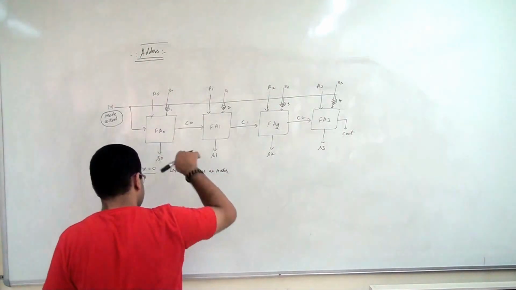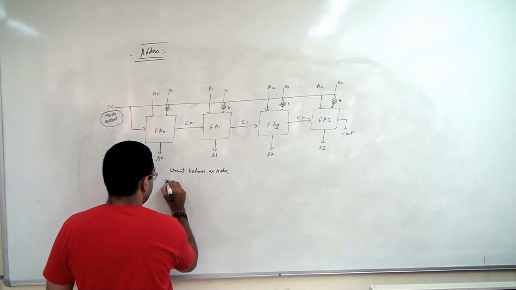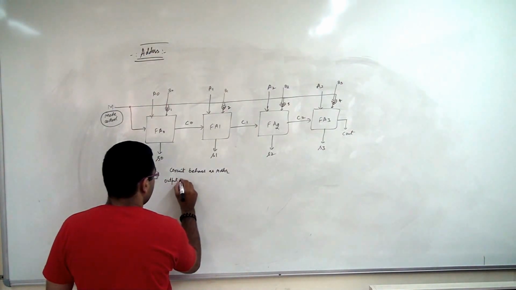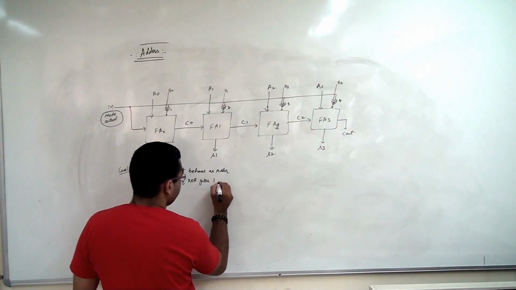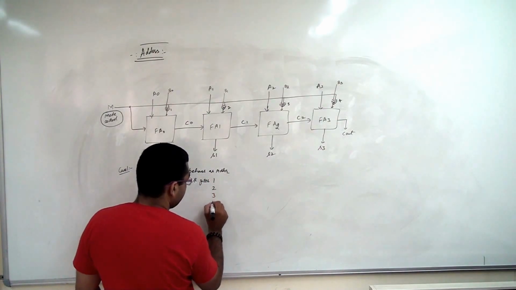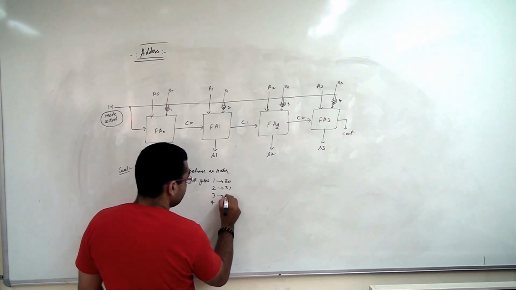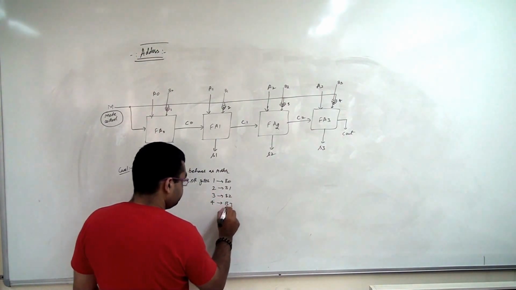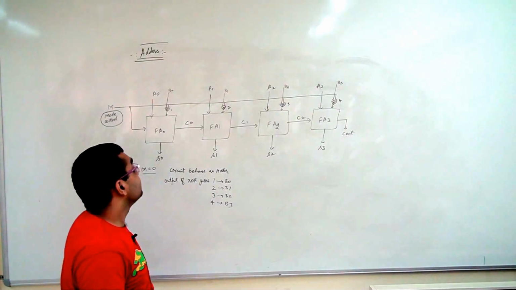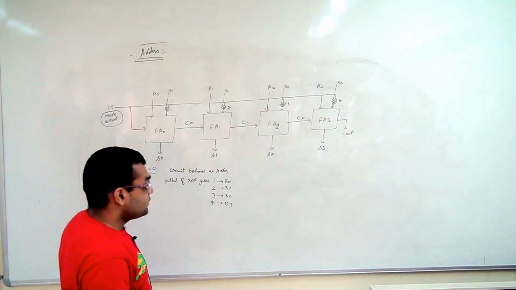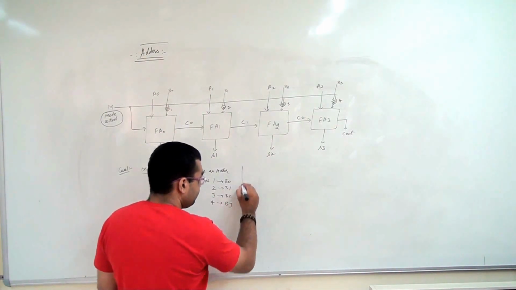Alright, so what I actually said right now is that the output of XOR gates 1, 2, 3 and 4 will be B0, B1, B2 and B3. The other inputs are being applied directly, isn't it? A0, A1, A2 and A3. So actually this is acting like an adder. Simple.